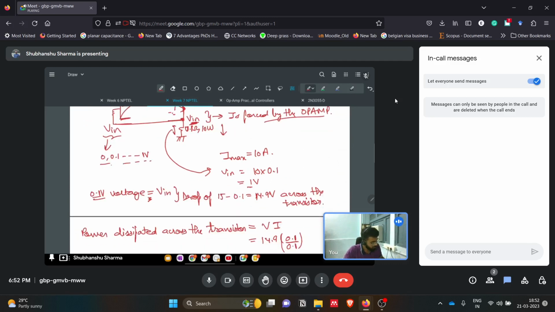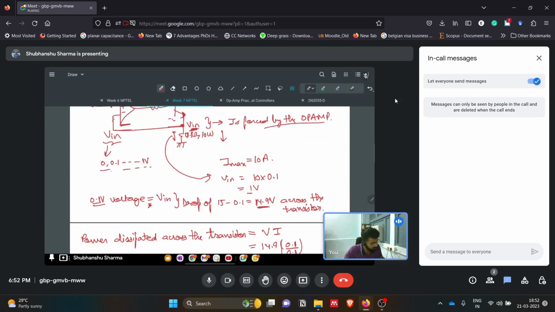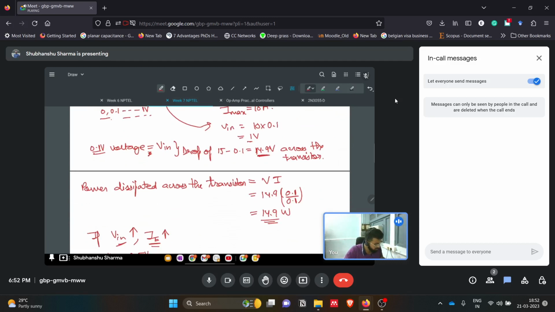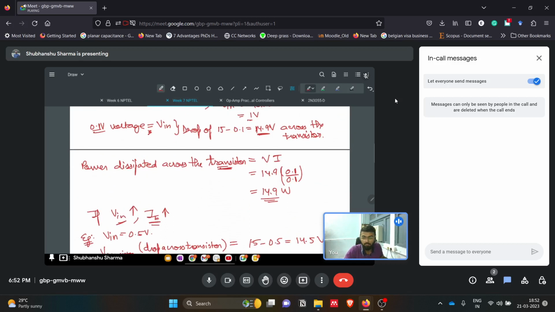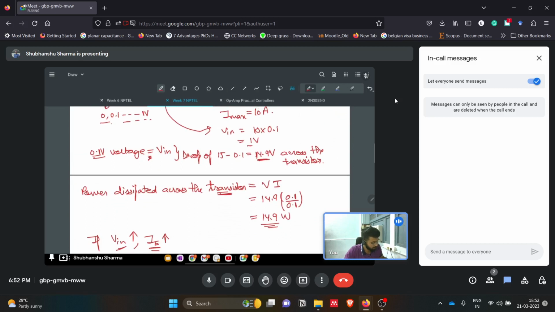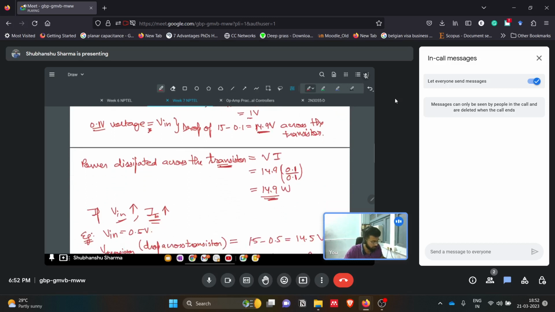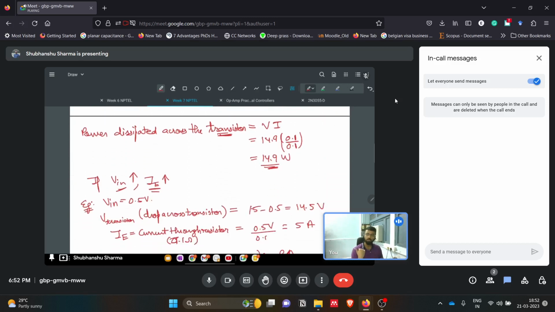So for that, the drop across the transistor will be this. Then we saw how the power dissipation will be in the transistor. For 14.9 volts of drop across the transistor, we were having a current of 1 ampere. So based on that, we got a power of 14.9 watts. As we keep on increasing this V in, our emitter current will be increasing.